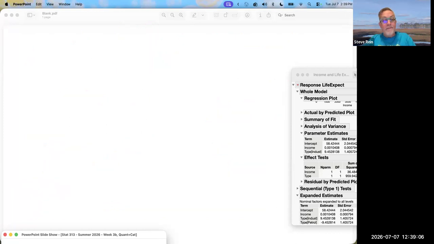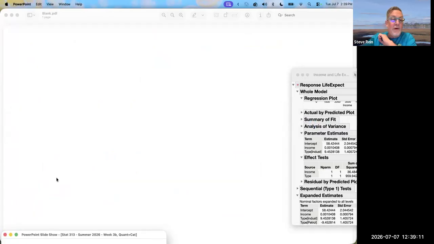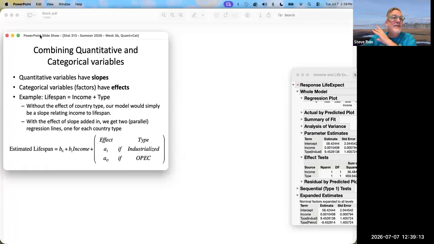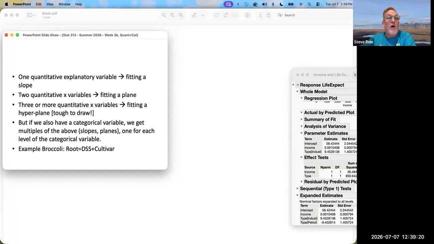Okay, let's clear that screen then. So let's go back over here. It's just something we could do. The lab walks you through doing this. Let's sort of summarize where we stand so far. If you've got one quantitative variable, you're fitting a slope. If you have two quantitative variables, you're literally fitting a plane. We haven't talked about that, but we will more later. Three or more, it's literally hard to draw, but it is a hyperplane.